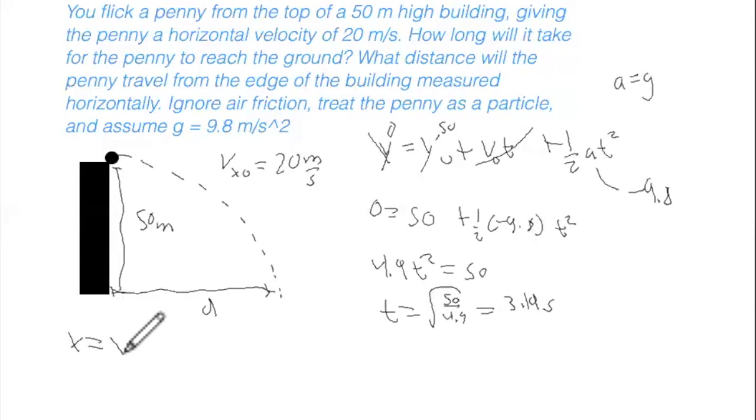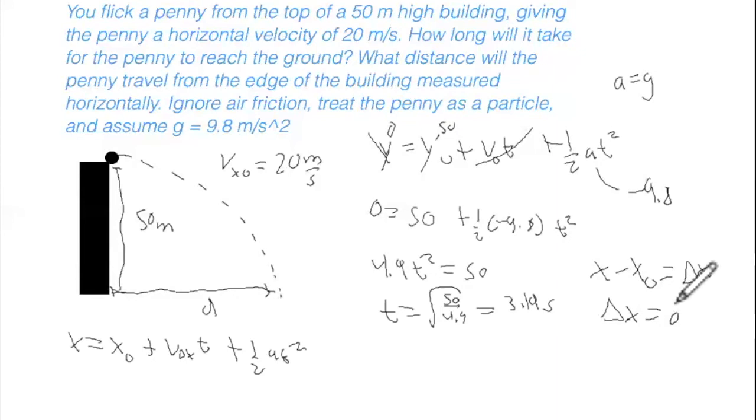X is going to be the final x position. It's going to be the initial x position plus the initial velocity plus the acceleration. All right, so we know d is going to be x minus x naught. I'll just write it out here. So if we subtract x naught from x, we know that this is the change in x, and we're solving for d, so the change in x is going to be d.